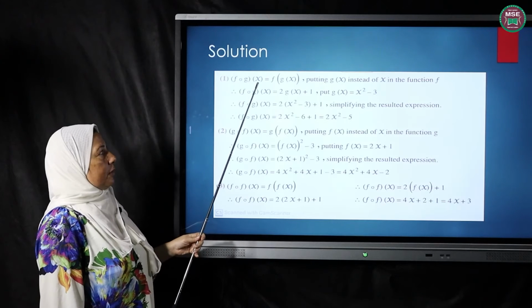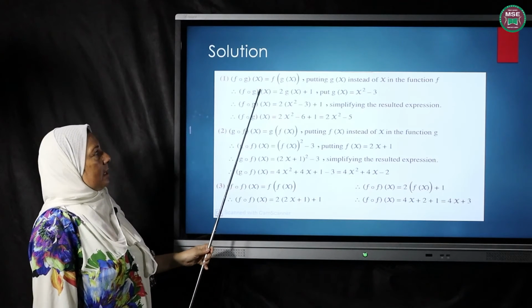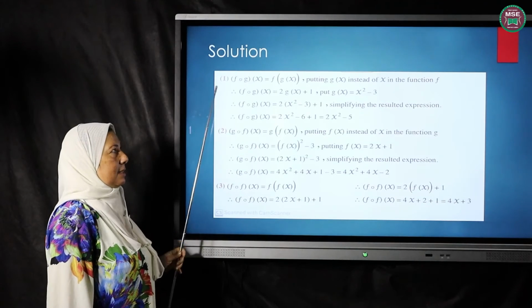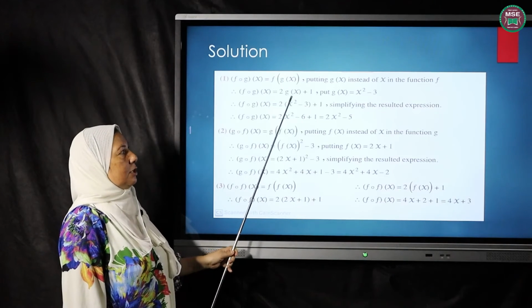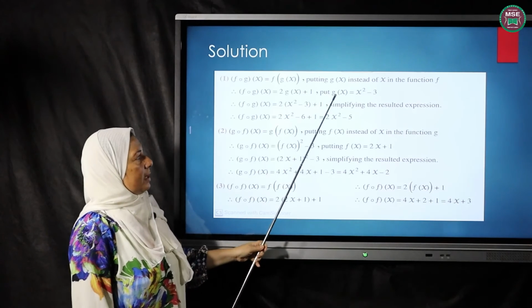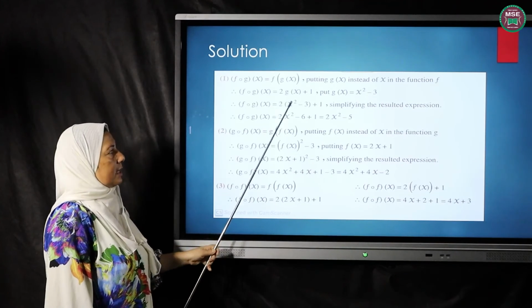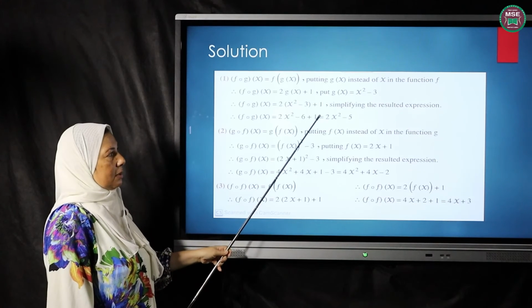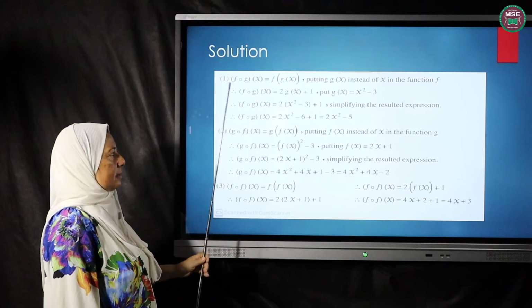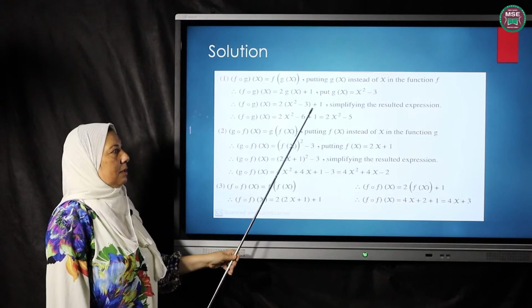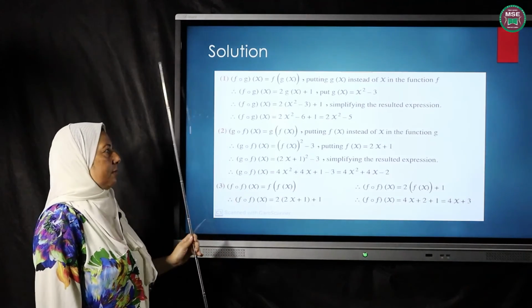F composed g of x equals f, which is 2x plus 1, where we replace x with g of x. What is g? x squared minus 3. So 2 times (x squared minus 3) plus 1. Simplify the result: 2x squared minus 6 plus 1 equals 2x squared minus 5.